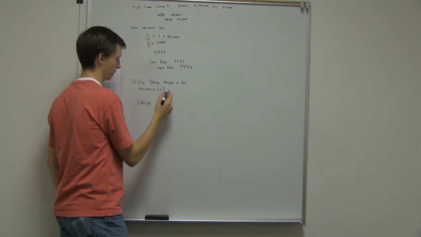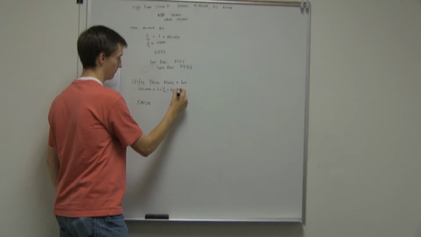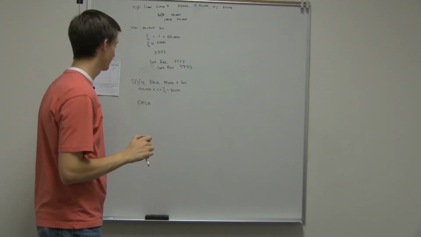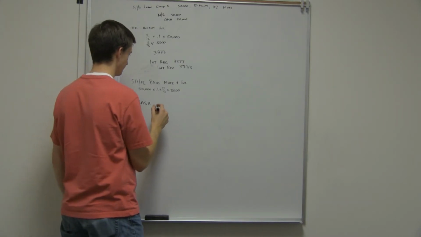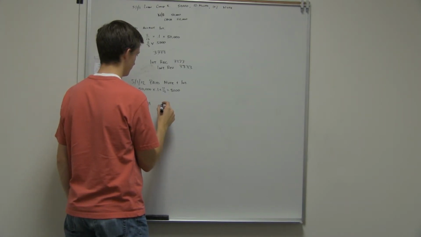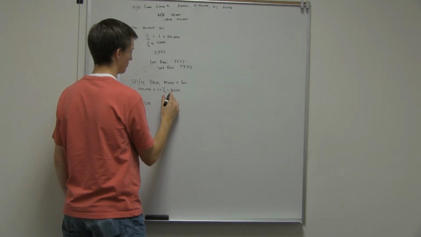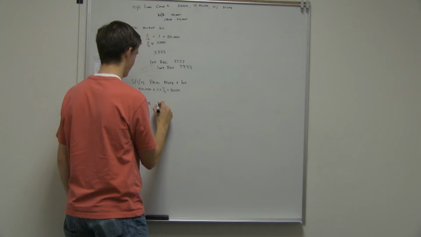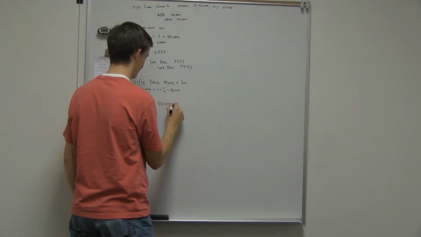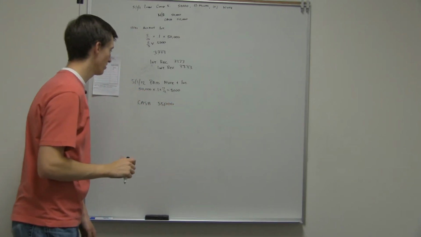That's $5,000. So $5,500 cash. Oh, I'm sorry, $55,000. Yeah, sorry. No, I get what you're saying, I could see it in my head. Okay, so we have $55,000 in cash.